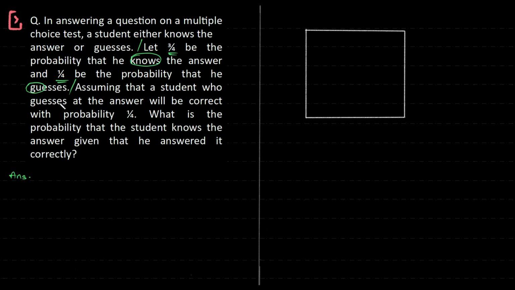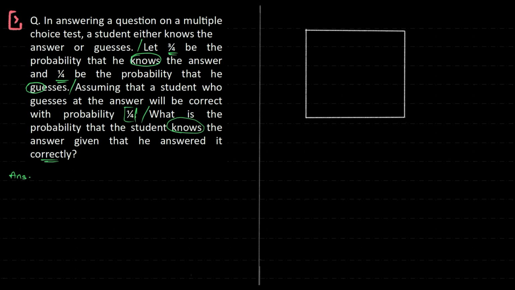Assuming that a student who guesses at the answer will be correct with probability 1/4, what is the probability that the student knows the answer, given that he happened to get the answer correct?